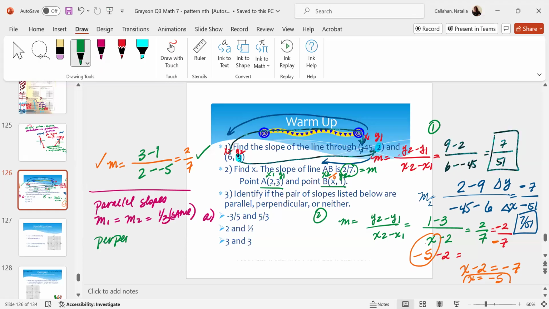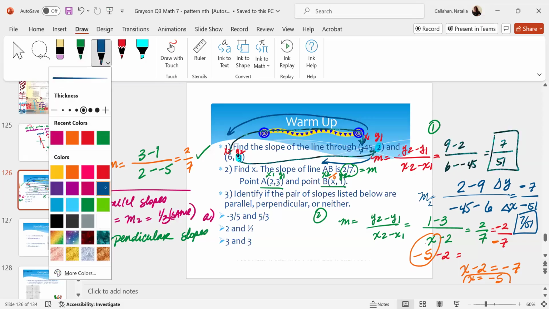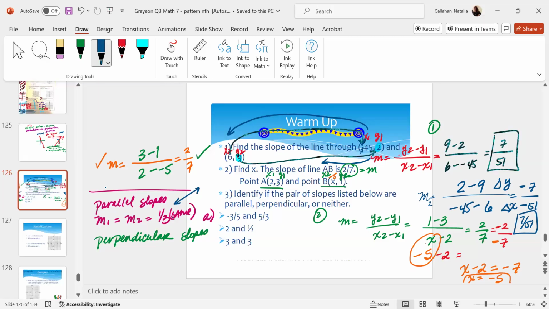Perpendicular slopes. You want to write this down? Like crossing each other, like an X. Yes. So parallel slopes are like railroad tracks. You see that? So you want to write that down. Railroad. Okay? And there's no crossing. They don't touch each other.